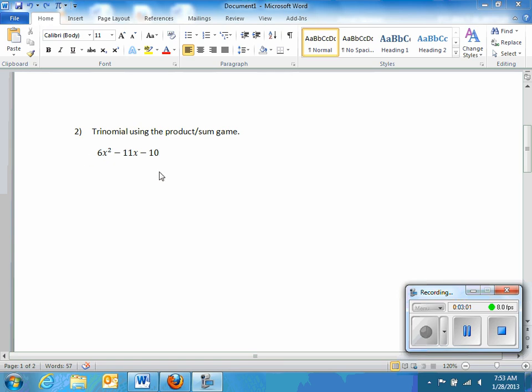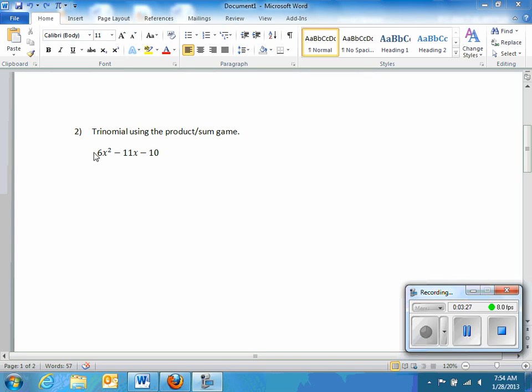Let's move on to the next technique, which is factoring a trinomial using the product sum game. This technique is the longest and the most difficult, so you'll want to pay close attention. You'll want to use this when there are 3 terms: an x squared term, an x term, and a number term. This is a good time to use the product sum game to factor a trinomial.